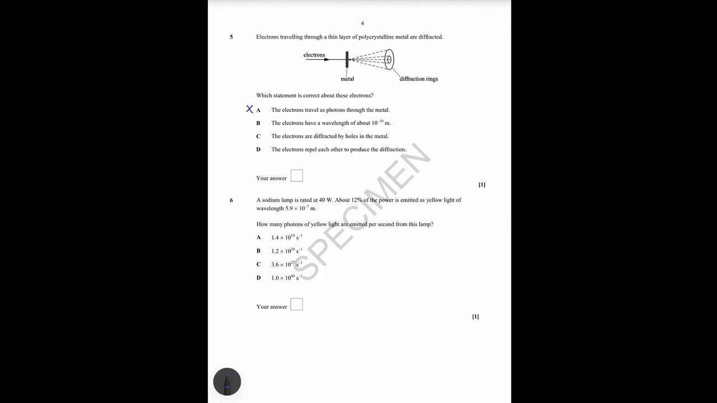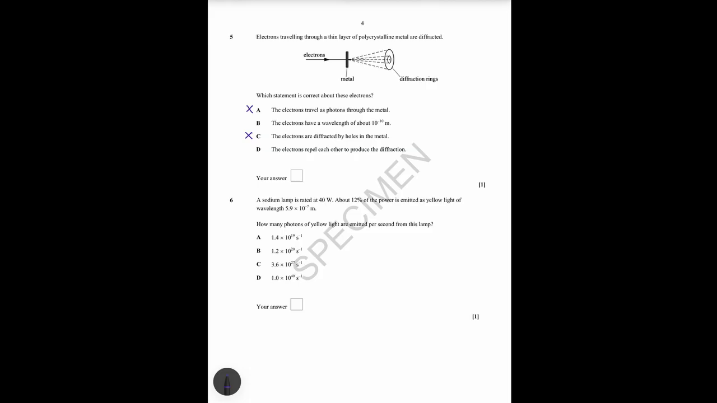Maybe I can make some reasonable estimations from stuff that we know, but B could possibly be true, and we can come back to it later and see why it is or isn't. The electrons are diffracted by holes in a metal. I just know that they're not. I should know that they're diffracted by the spaces between atoms. So I'm going to put a cross next to that.